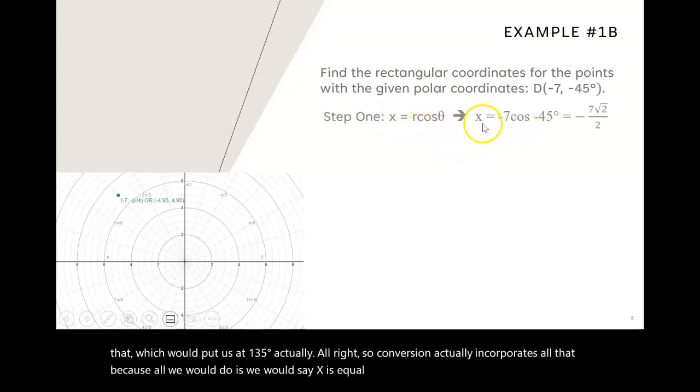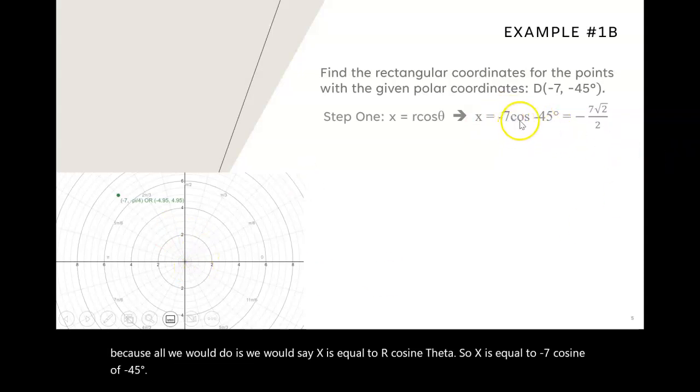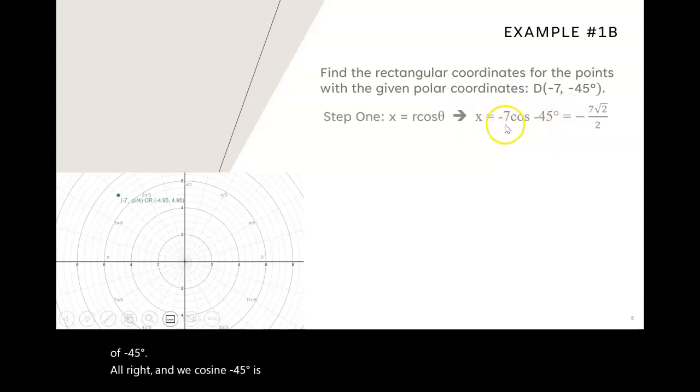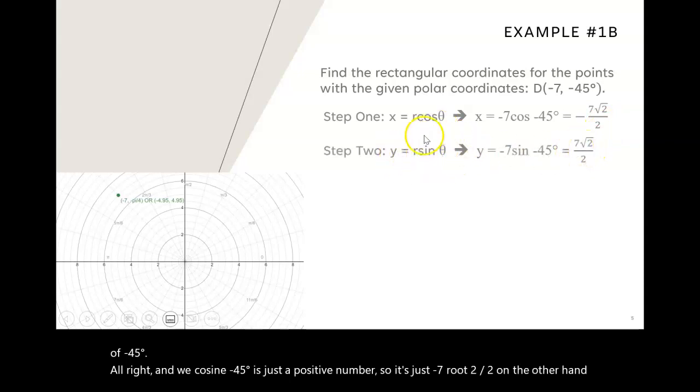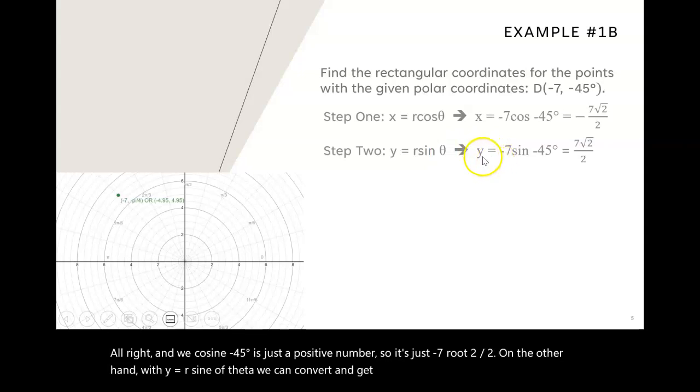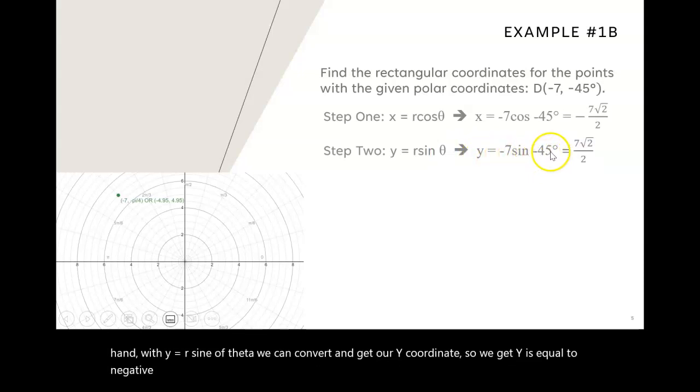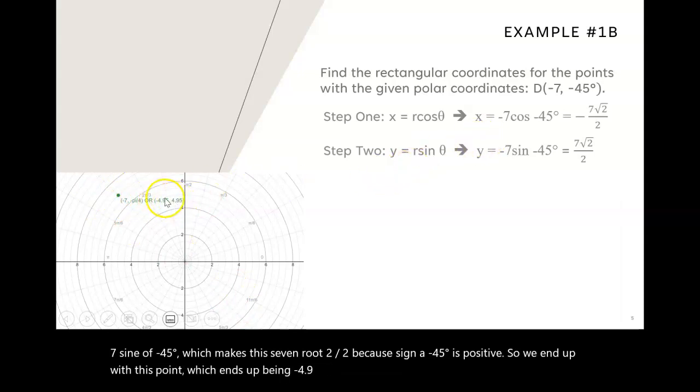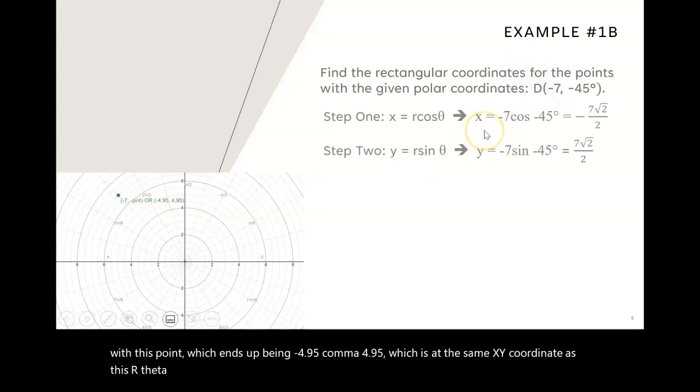Conversion actually incorporates all that, because all we would do is say x is equal to r cosine theta. So x is equal to negative 7 cosine of negative 45 degrees. Cosine of negative 45 degrees is just a positive number, so it's just negative 7 root 2 over 2. On the other hand, with y equals r sine theta, we can get our y coordinate. So y is equal to negative 7 sine of negative 45 degrees, which makes this 7 root 2 over 2, because sine of negative 45 degrees is negative, and negative times negative is positive. So we end up with the point negative 4.95 comma 4.95, which is at the same xy coordinate as this r theta coordinate of negative 7 comma negative 45 degrees.